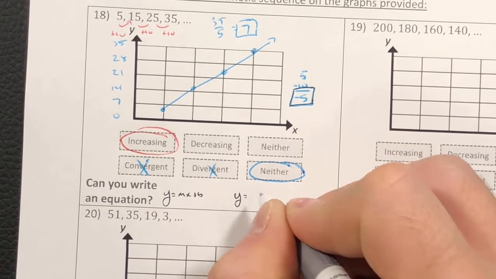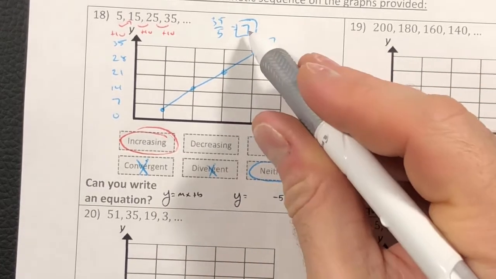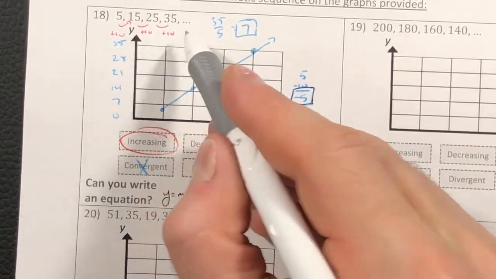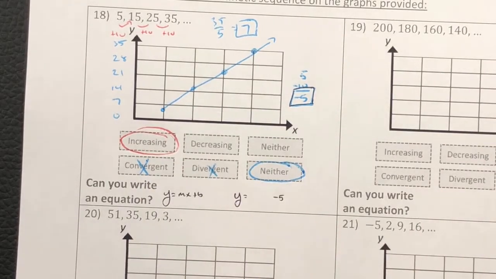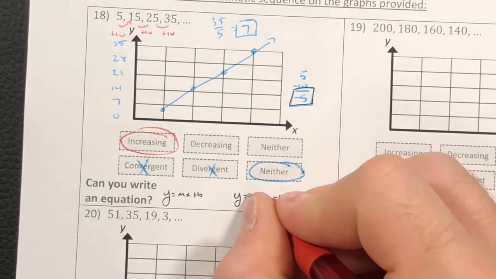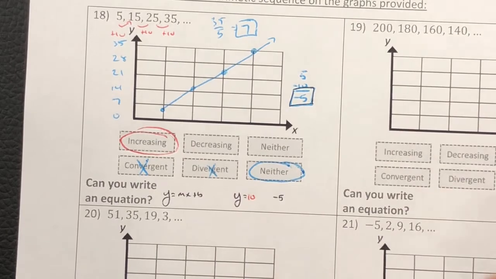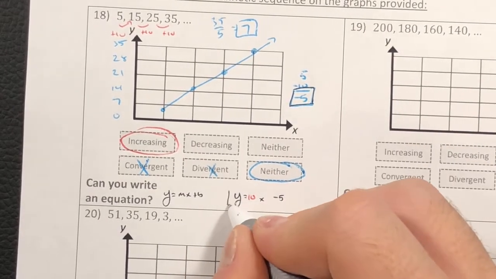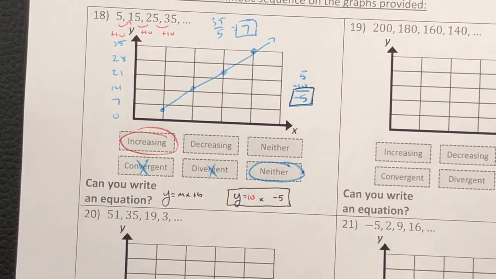Okay. So if I have y equals mx plus b, I know my intercept right here is -5. And I know my slope is going to be 10. 10x minus 5. There's my equation. Okay.